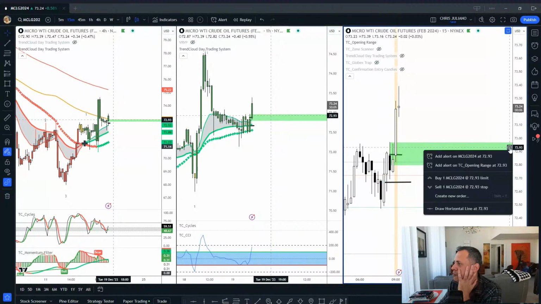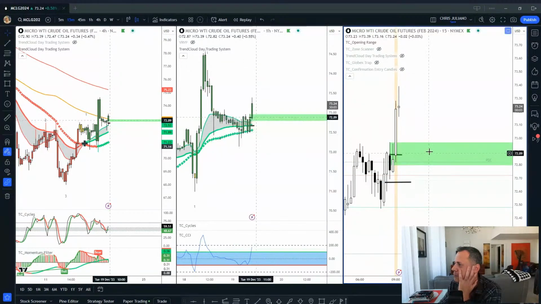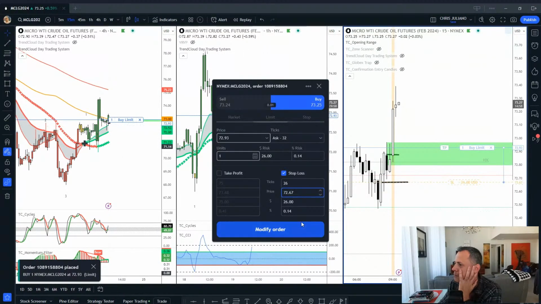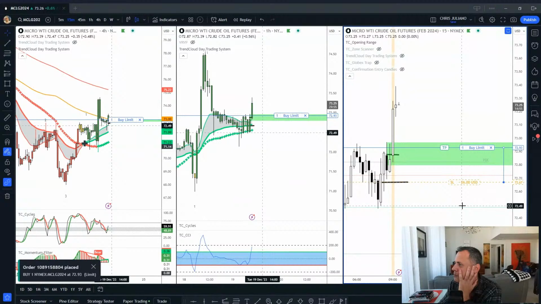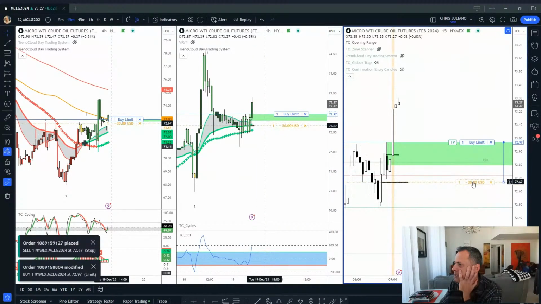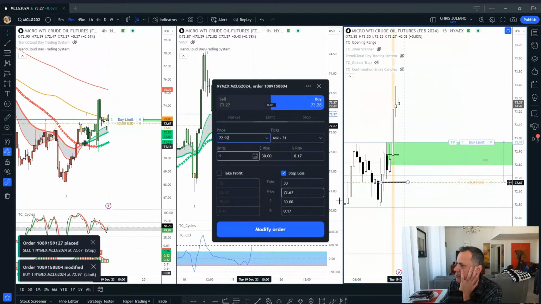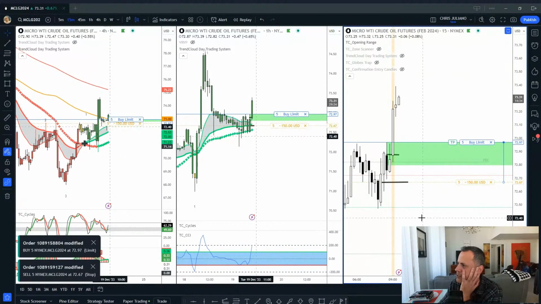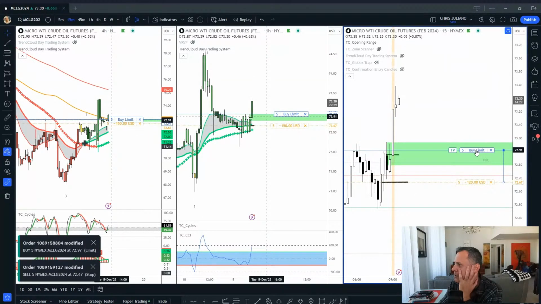Try to tighten up that entry. Totally doable, right? Even if you wanted to take the full length of this thing, pretty inexpensive. Pretty inexpensive, right? There's your 5 contracts, $150 risk. And you can even tighten that up a bit, you know.